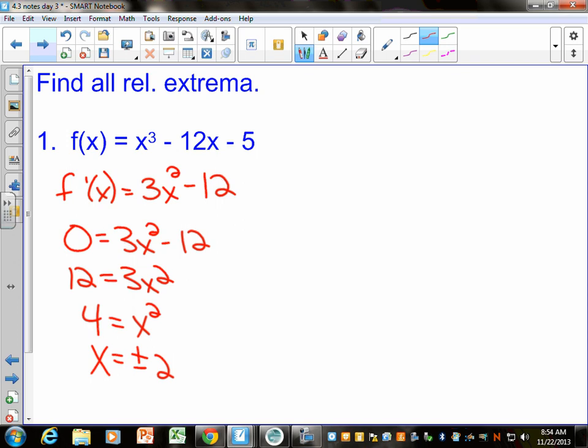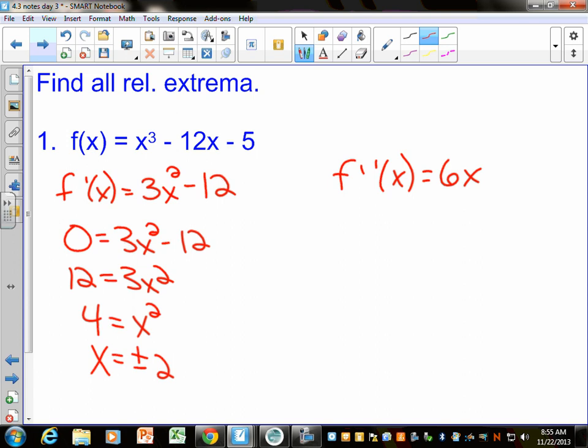We could make our number line, see what's happening on either side. But because this second derivative is really simple, second derivative test is not a bad way to go. So if you're going to do the second derivative test, after you do this, step 1 is to find your second derivative. And my second derivative here would just be 6x. Second derivative test says take your critical points, plug them into your second derivative, and look to see whether you get a positive or a negative number.